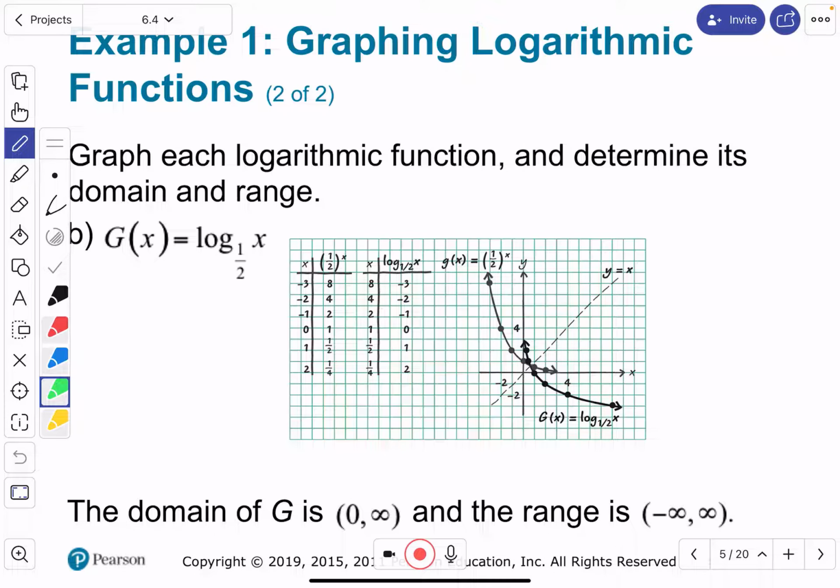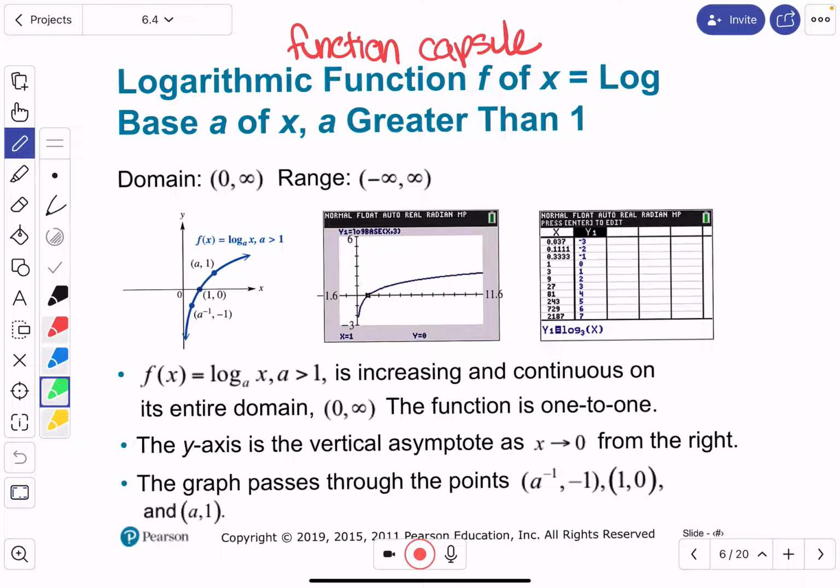The same thing happens when you have a fraction as your base. Here's your exponential, here's your log, and there's y equals x. It's still an inverse. So here's your function capsule.